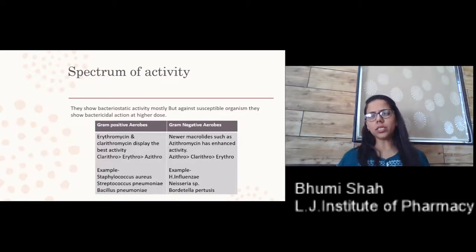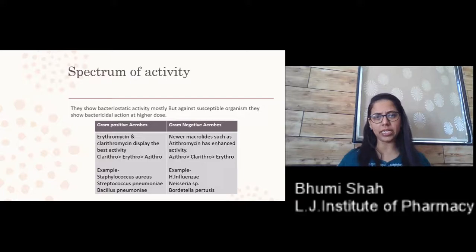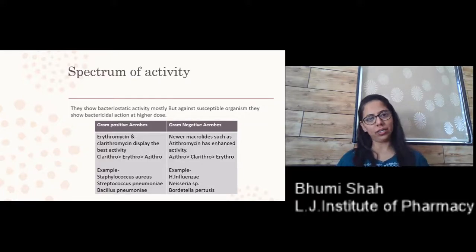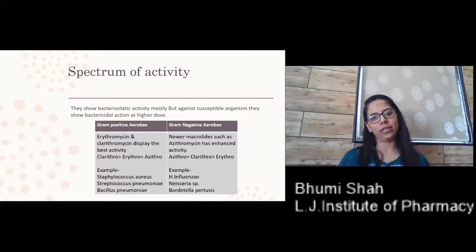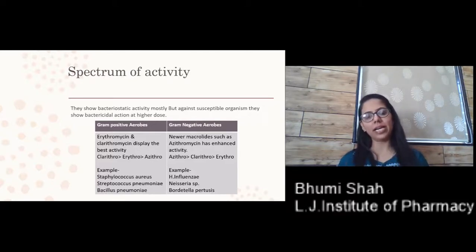Now we have to discuss the spectrum of activity of erythromycin, clarithromycin, and azithromycin. Against gram-positive aerobes, erythromycin and clarithromycin display the best activity, while against gram-negative aerobes, azithromycin shows better activity.